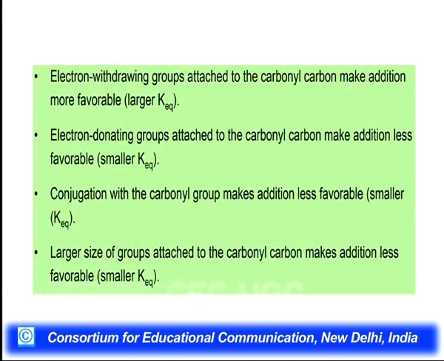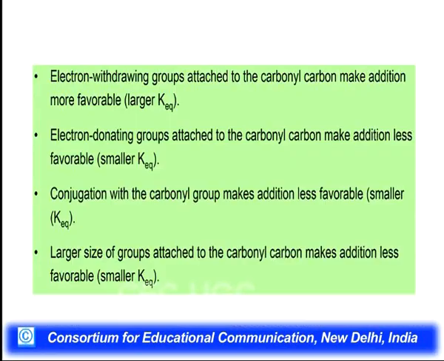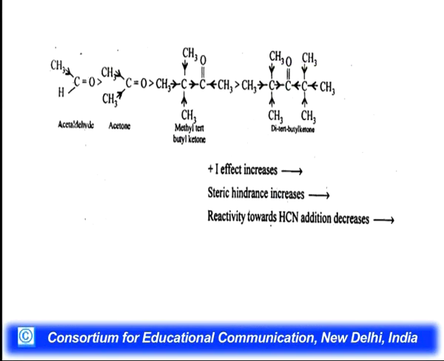Now, if the carbonyl group undergoes conjugation with the group which is attached to it, then what we find is that the reaction is again not favorable. And if the size of the alkyl groups which are attached to the carbonyl group are large, then also addition is not favorable because of steric hindrance.